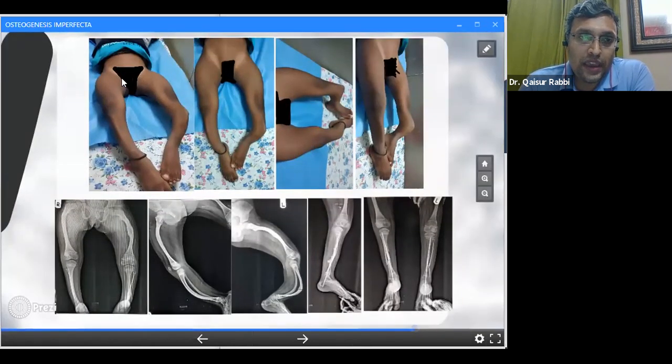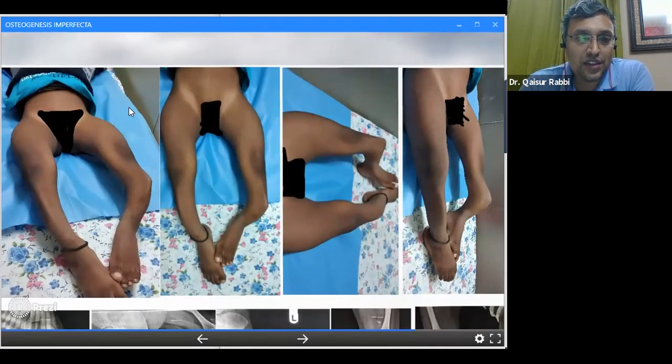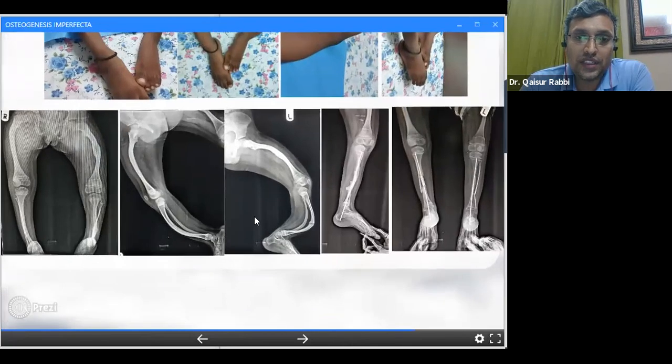So I'm showing one of my cases. This is a child, as you will appreciate, who has multiplanar bowing of both lower limbs, also present from thigh to leg. If we go to the X-rays, you will see bowing with one fracture on his left tibia. So as I was telling, multiplanar osteotomy is needed.